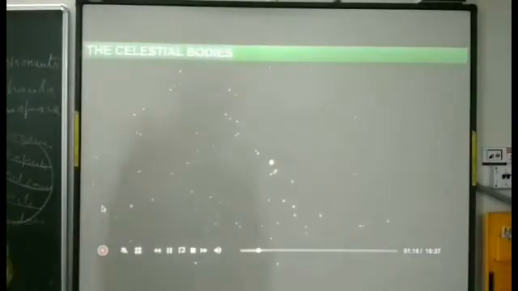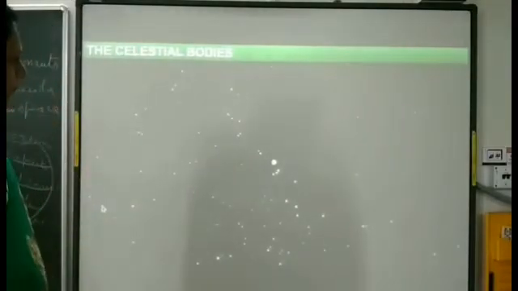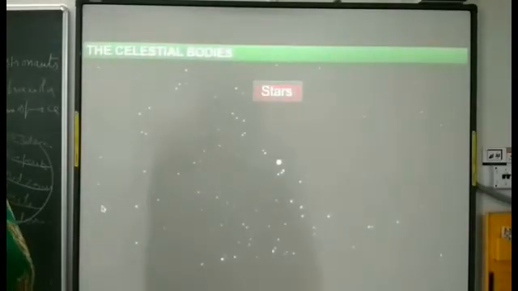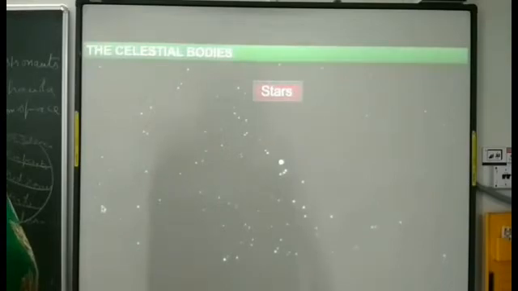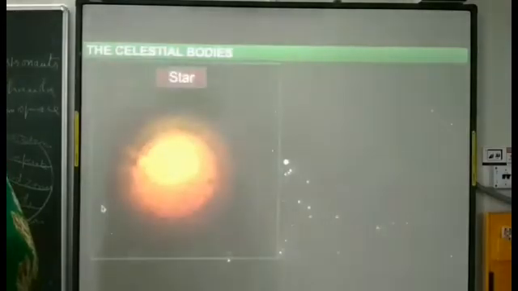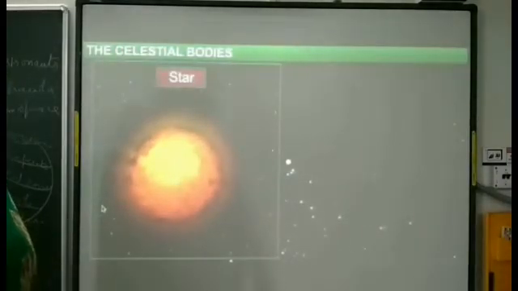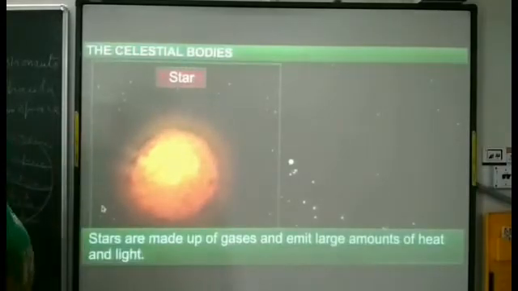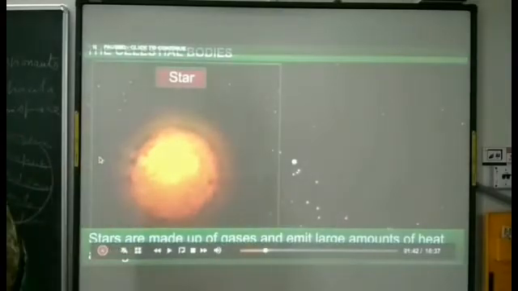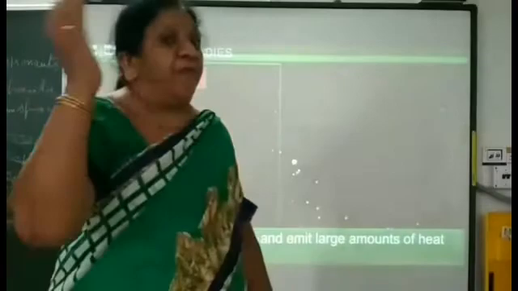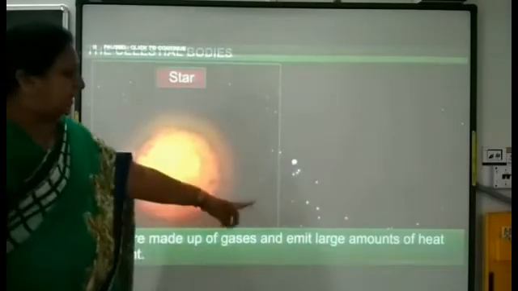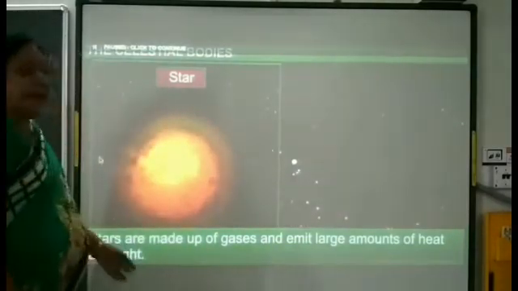The night sky is full of innumerable twinkling bodies. These bodies are called stars. From the earth, stars look like tiny sparkling diamonds. However, in reality, they are very, very big and hot. Stars are made up of gases and emit large amounts of heat and light. Stars look very small because they are very far from us. Actually they are very big in size.